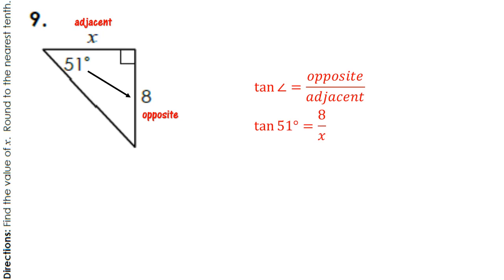So the tangent of 51 is equal to 8 divided by x. If I swap the x and the tangent 51, I get x is equal to 8 divided by tangent 51. So that means that x is equal to 6.5.